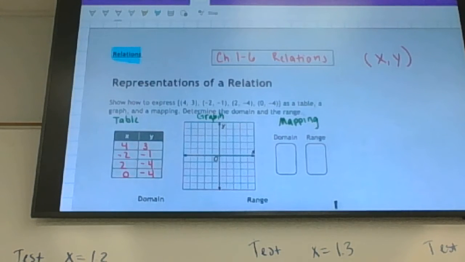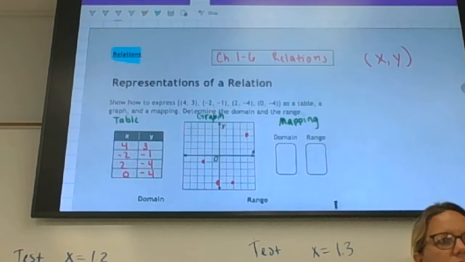All right, so I'm going to plot my points. Over four and up three is my first ordered pair. Negative two, negative one. Two, negative four, zero, negative four. Do your dots match mine? Yes.